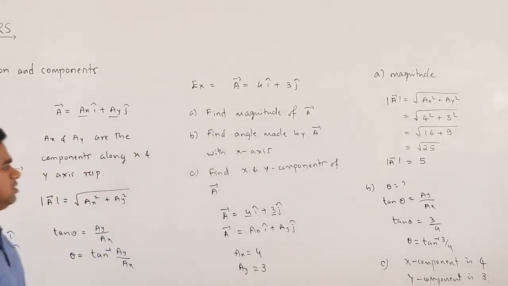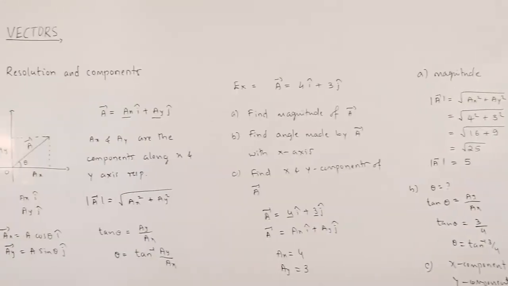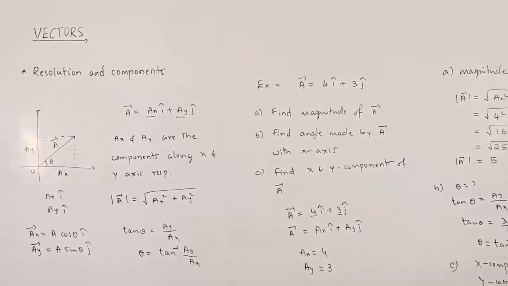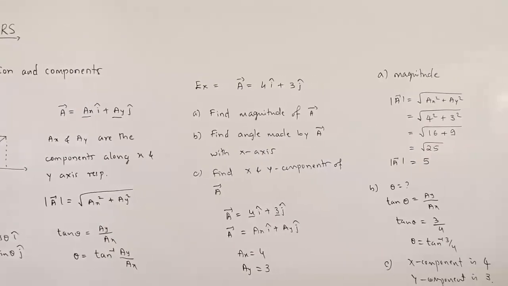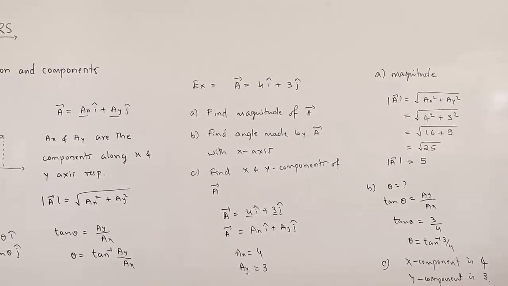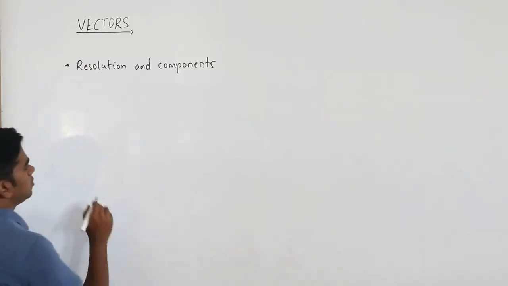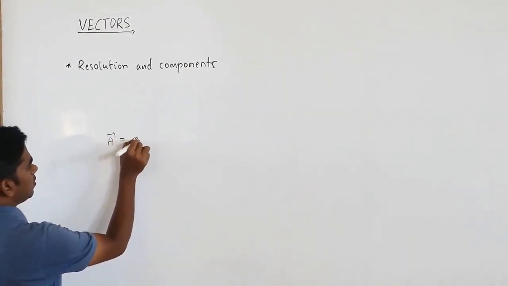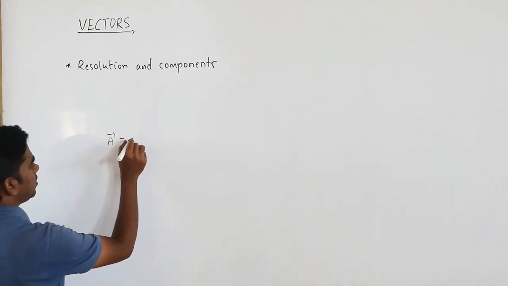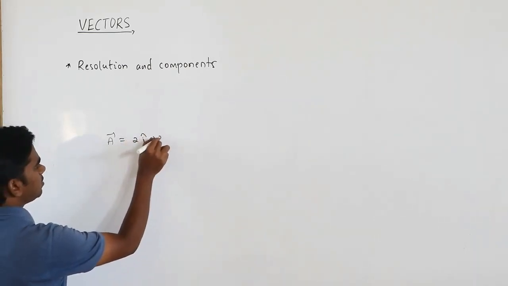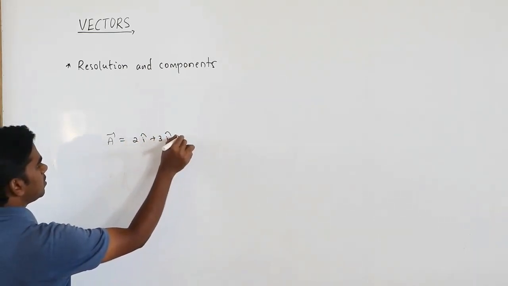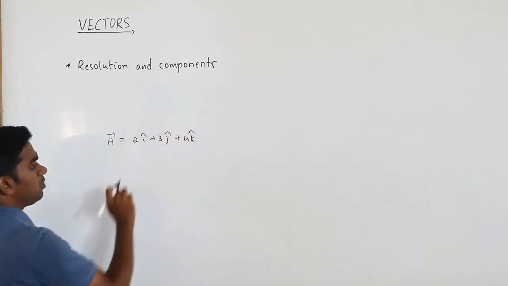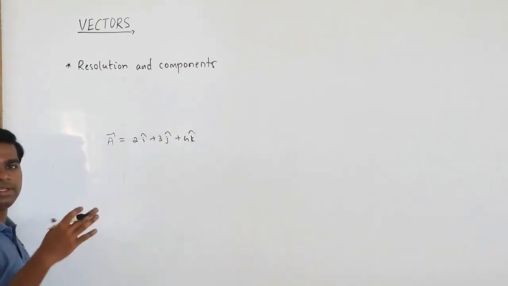Okay, so this is how we can take help of writing the components of the vectors. Sometimes you may find vectors like this also, say 2i cap plus 3j cap plus 4k cap. So one more term will come. This will come when the vector is in space.